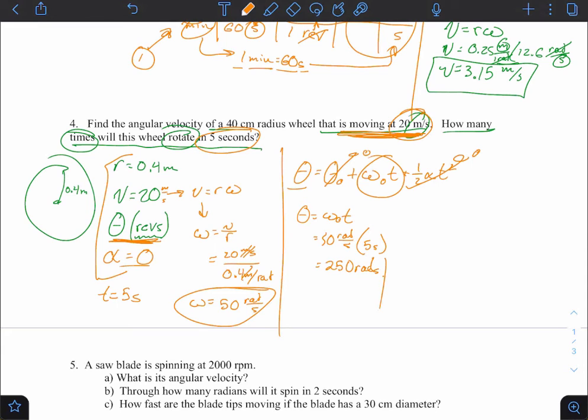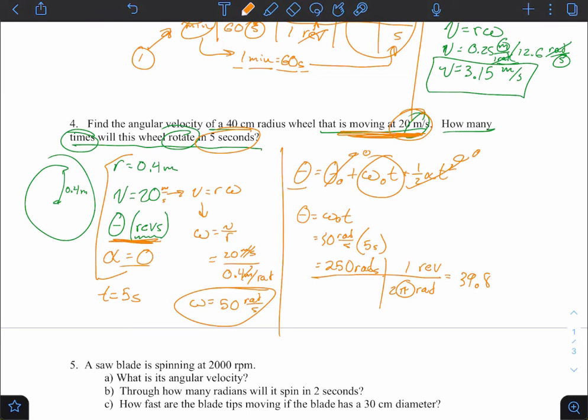And now we can convert this to revolutions. Well, we know 2 pi radians is equal to 1 rev. So 250 over 6.28 is 39.8.